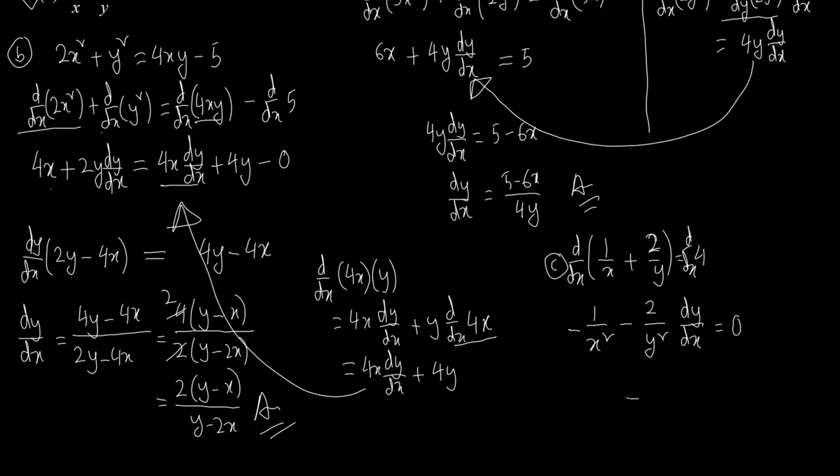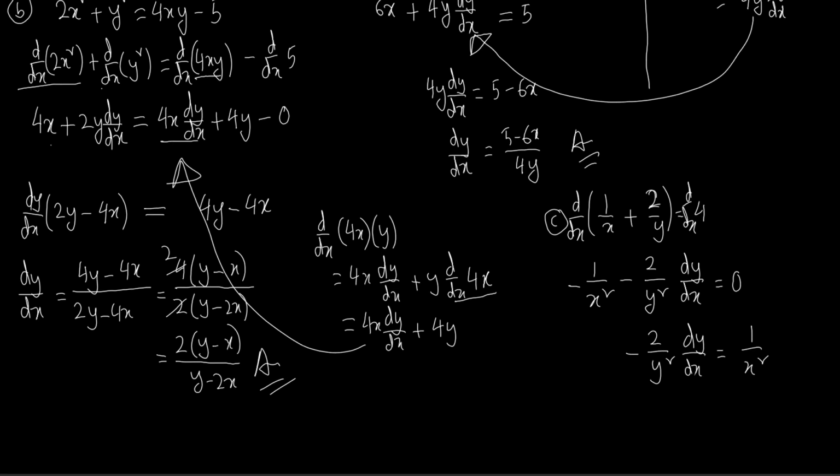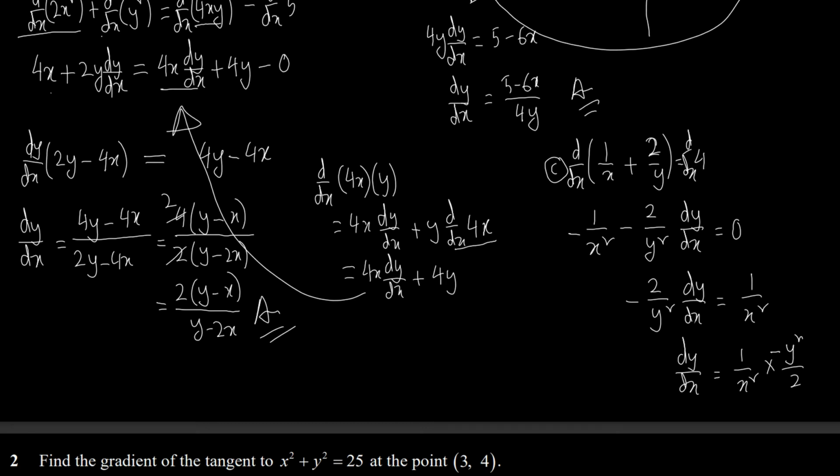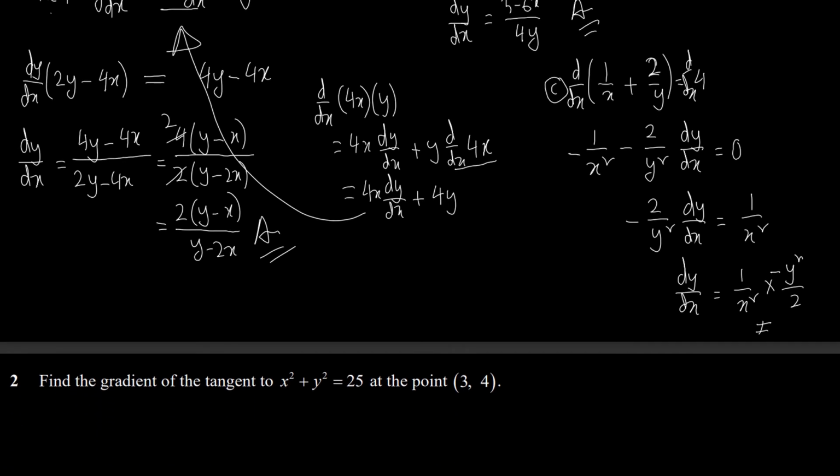Now make dy by dx the subject. On the right side it goes positive 1 by x square. So dy by dx gives us 1 by x square into negative y square by 2. Finally we can write it as minus y square divided by 2x square. So this is our answer of this part.